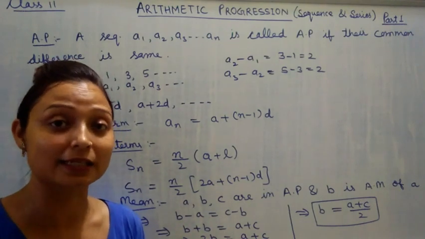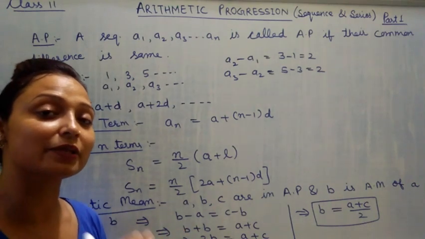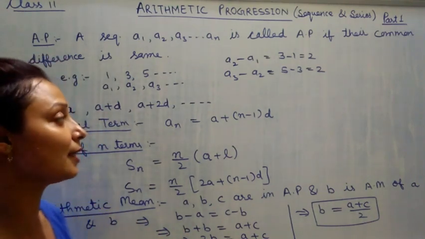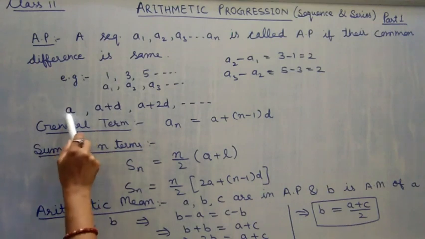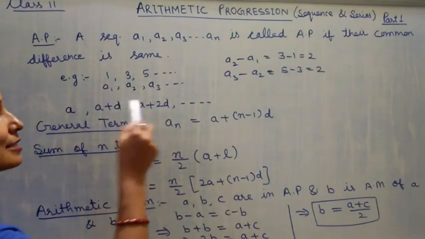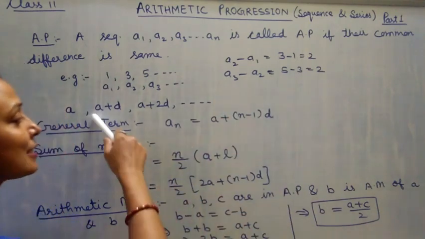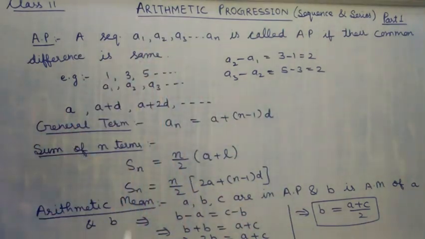This is a special name which is given to this sequence, that is arithmetic progression, if their difference, the common difference, is the same. Now that means the sequence becomes A, the next term is A plus D, the next term is A plus 2D and 3D, and so on. So this is the sequence of the AP, arithmetic progression.